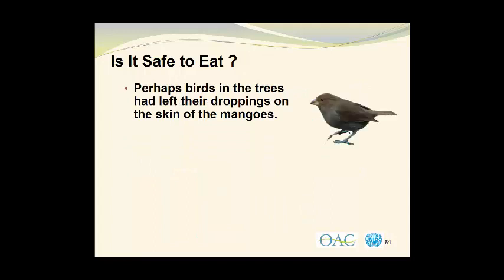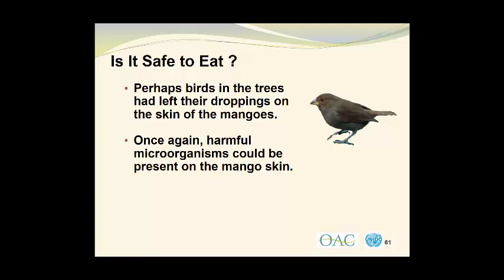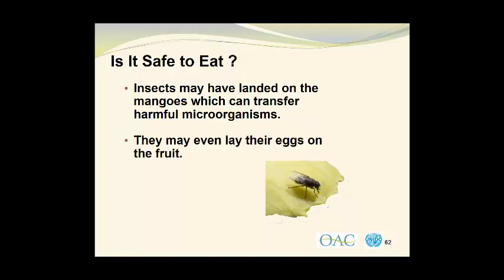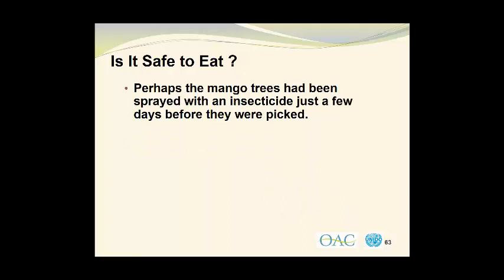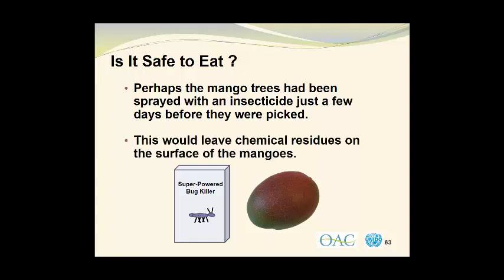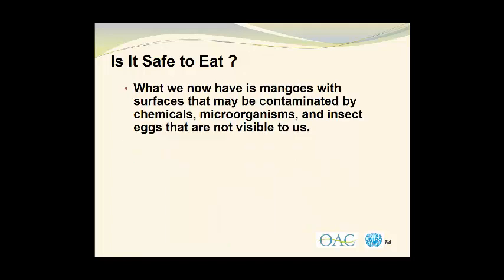Perhaps birds in the trees had left their droppings on the skin of the mangoes. Once again, harmful microorganisms could be present on the mango skin. Insects may have landed on the mangoes, which can transfer harmful microorganisms. They may even lay their eggs on the fruit. Perhaps the mango trees had been sprayed with an insecticide just a few days before they were picked. This would leave chemical residues on the surface of the mangoes. What we now have is mangoes with surfaces that may be contaminated with chemicals, microorganisms, and insect eggs that are not visible to us.